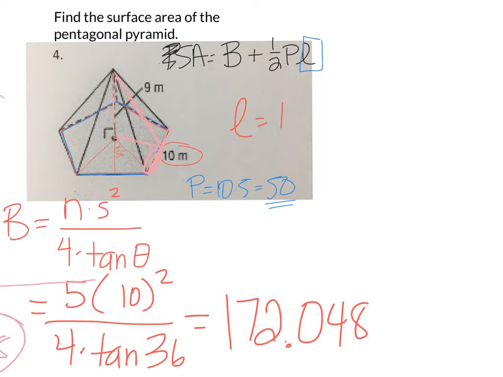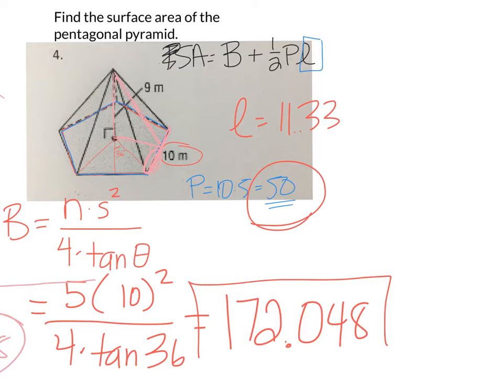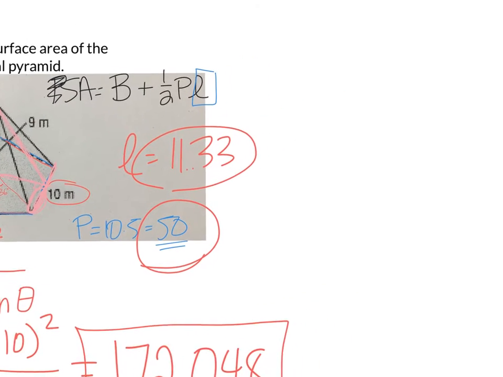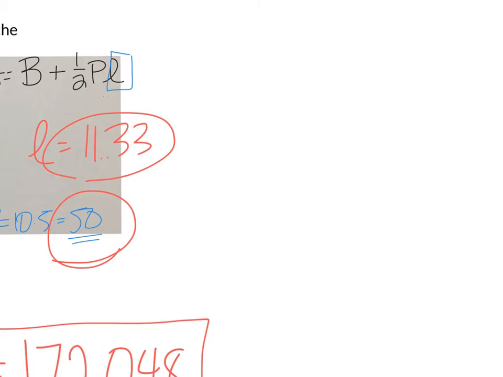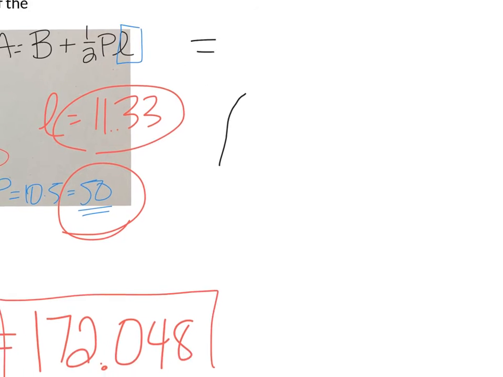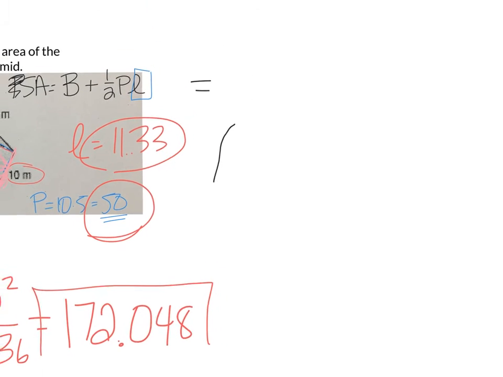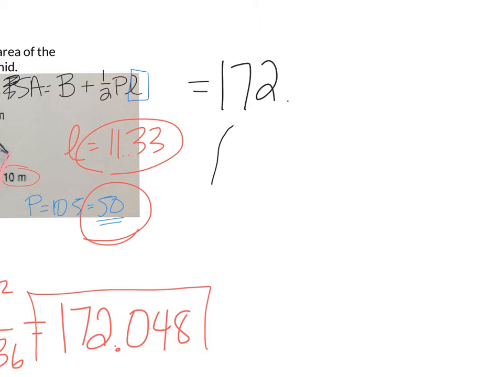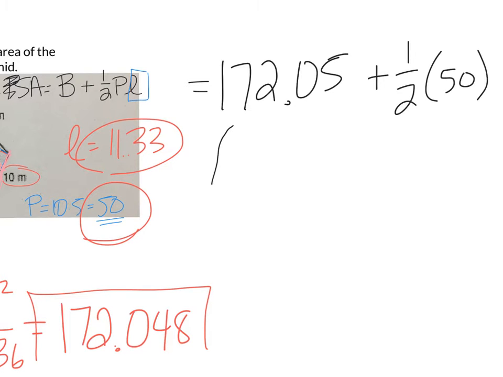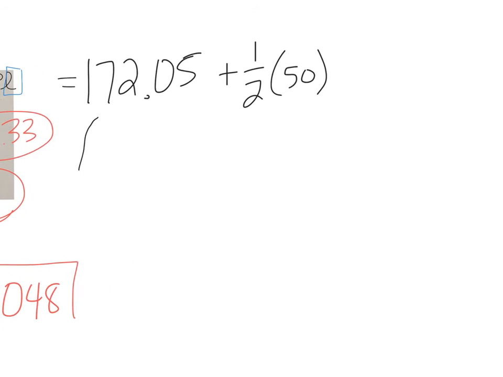Slant height was 11.33. But now that I have all my information, base area, base perimeter, and slant height, the surface area is not going to be hard to calculate at all. So that's, let's see, 172.05 plus half of 50, the perimeter, times my slant height of 11.33.